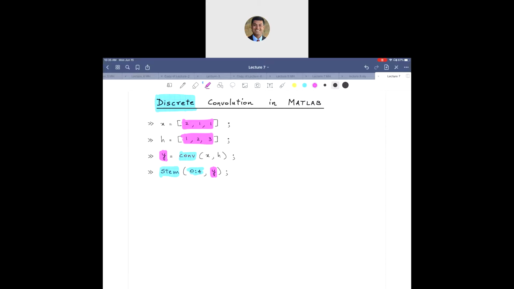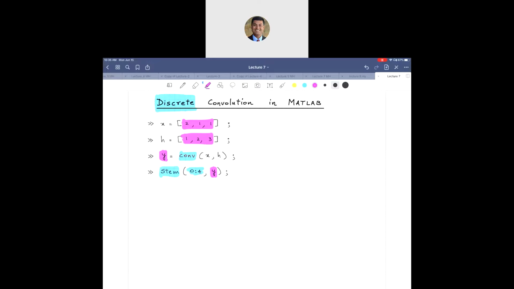So this is one quick way to check your work. If you're doing some convolutions, after you actually do them mathematically on a piece of paper, you could use MATLAB and these 4 statements to evaluate the convolution very, very quickly and even sketch it.